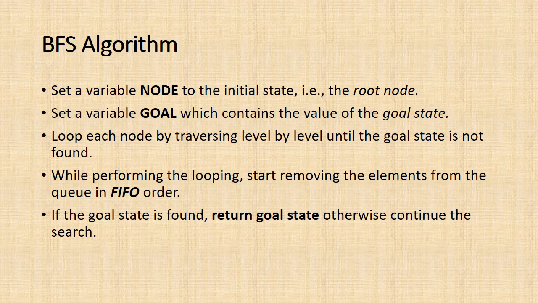BFS algorithm: set a variable node to the initial state, that is, the root node. Set a variable goal which contains the value of the goal state. Loop over each node by traversing level by level until the goal state is found. While performing the looping, start removing the elements from the queue in FIFO order. If the goal state is found, return the goal state; otherwise continue the search.